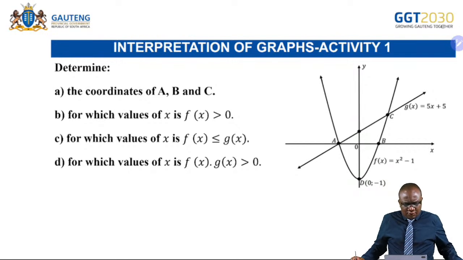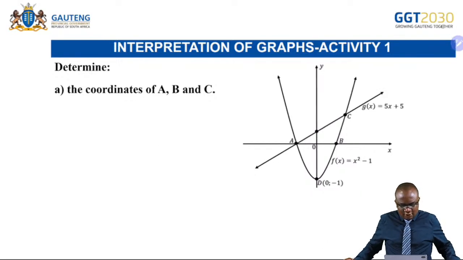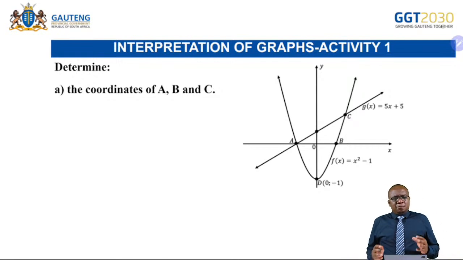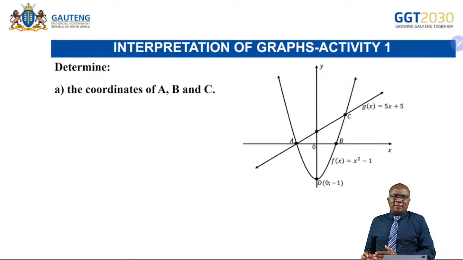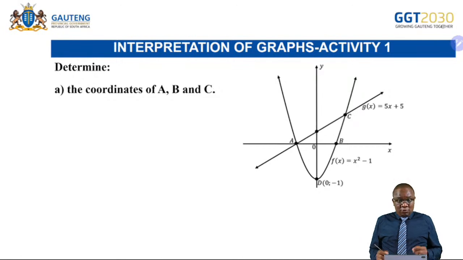I want us to do A, B, C, D. Let's start with A. Find the coordinates of A, B, and C. Right. I want you to pretend you're in the examination. I want you to find the coordinates of these three points, A, B, and C. I'm going to give you 4 minutes, and then after 4 minutes, I will explain everything. Don't wait for me. Some of you, I know, will wait there, not doing anything, waiting for me to explain. No. Try. Even if it's hard, try. Let's try that.